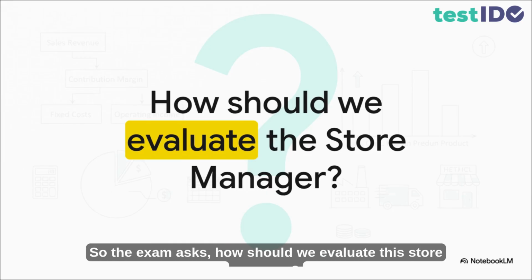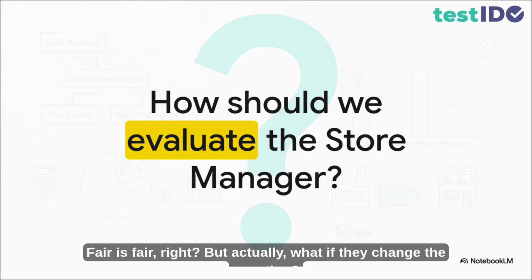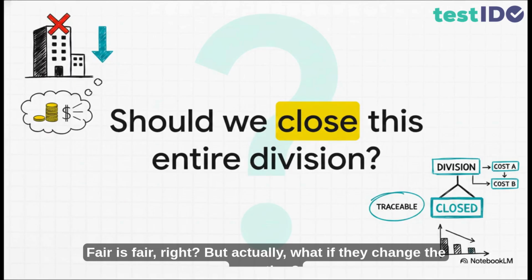So the exam asks, how should we evaluate this store manager? Well, you evaluate them using the controllable segment margin. You only judge them on the line items they actually have the power to change. Fair is fair, right? But actually, what if they change the question?